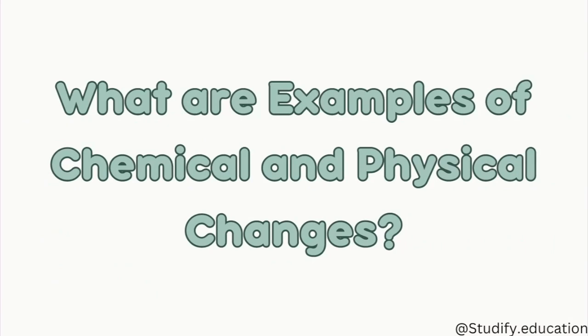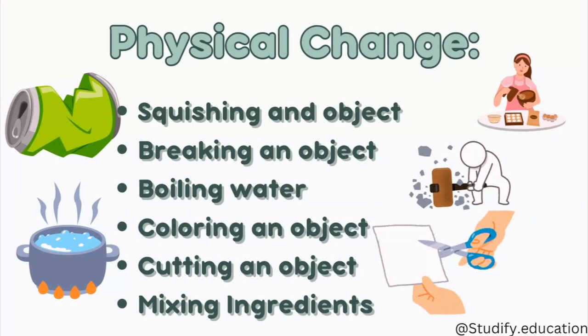Let's look at some examples of both chemical and physical changes. An example of physical change is squishing an object, like squishing a can or crumpling a piece of paper. There's also breaking an object, like smashing a rock or breaking some wood, for example. Coloring an object is also considered a physical change, since the chemical compounds of both the colored object and the object itself are the same before and after coloring.